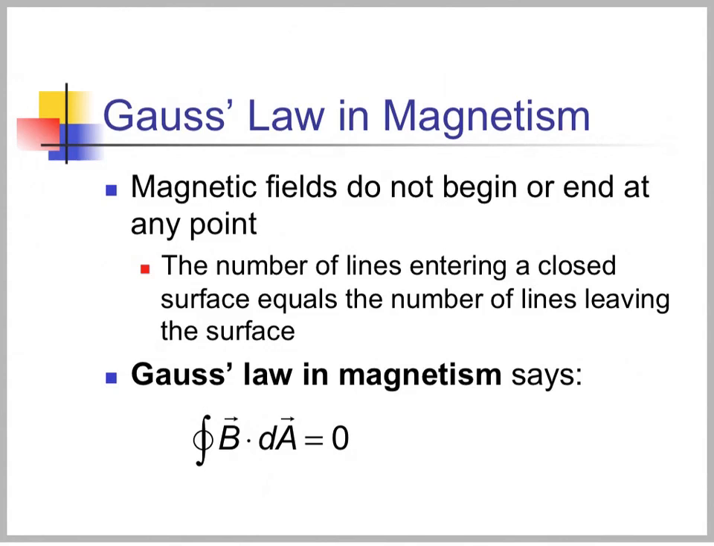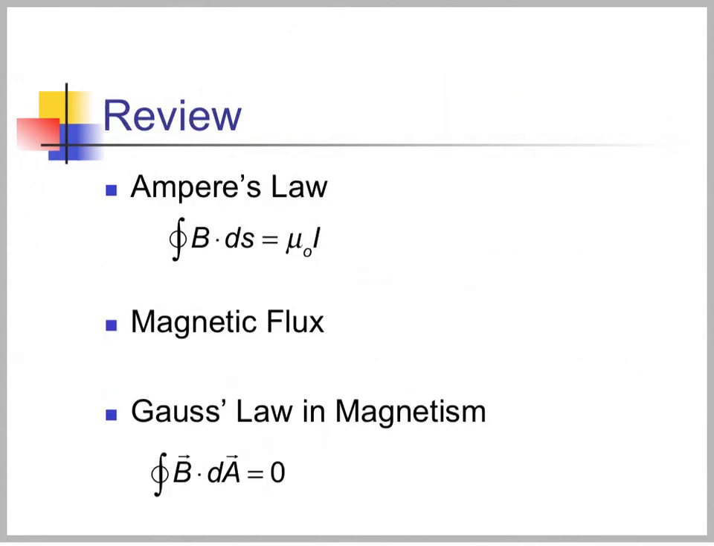So let's review what we talked about today. We talked about Ampere's law and how we can use Ampere's law to figure out the magnetic field in symmetric situations. We introduced the idea of magnetic flux, which was similar to electric flux, and we're going to use it in similar ways. And we quickly stated Gauss's law in magnetism, which is the integral of B dot dA is equal to 0.